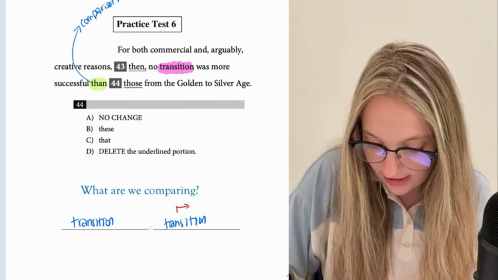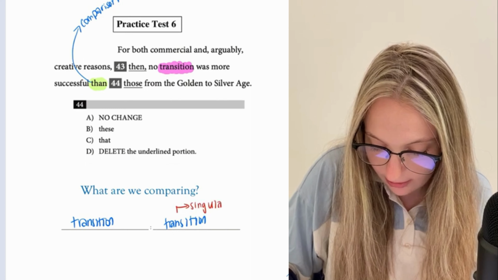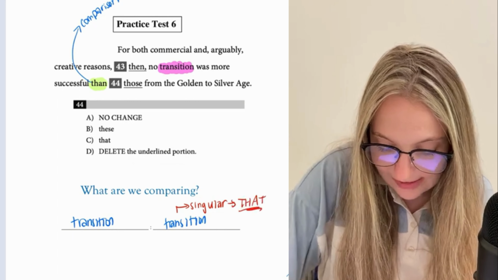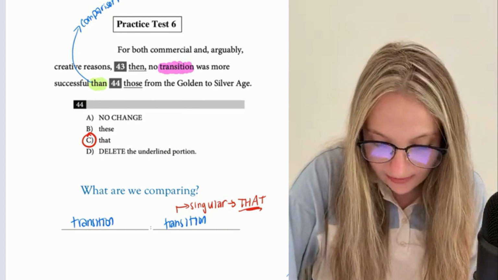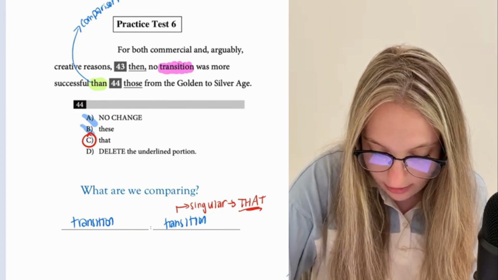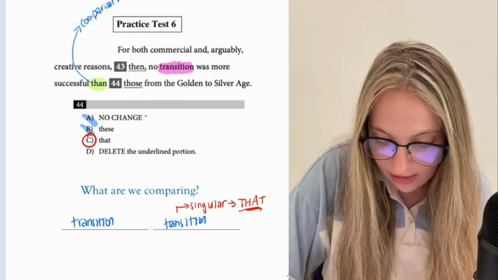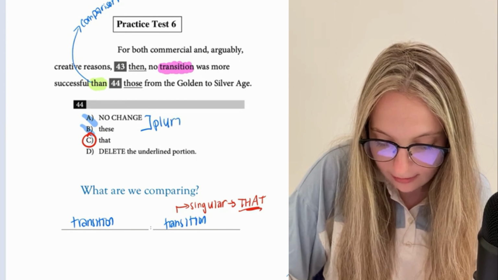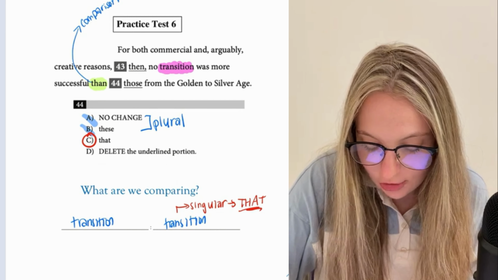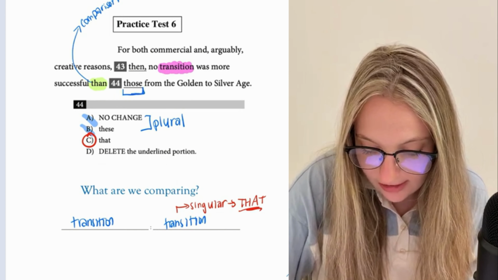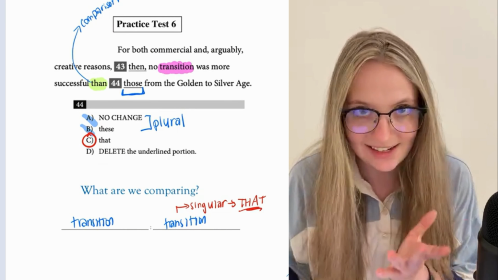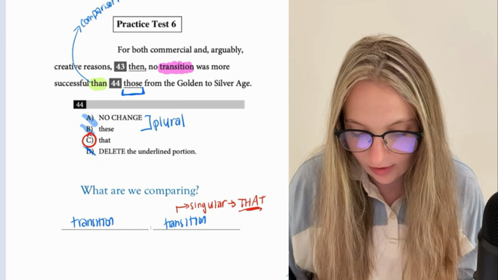So if transition is singular, again, the word that we're going to use to replace it is going to be "that." So that's why choice C has got to be the correct answer. It cannot be choices A or B, "these" or "those," because we can see that both of those choices are going to be plural. We're dealing with something singular. And choice D is comparing the transition to basically nothing. If you get rid of this, there's going to be nothing there, so that's not going to work as a comparison because then again, it's not level. So knock out D as well.